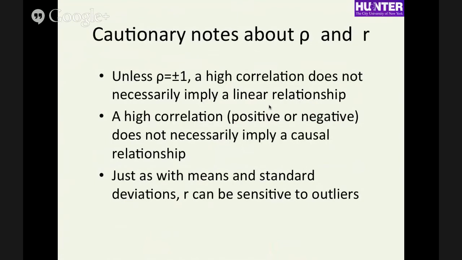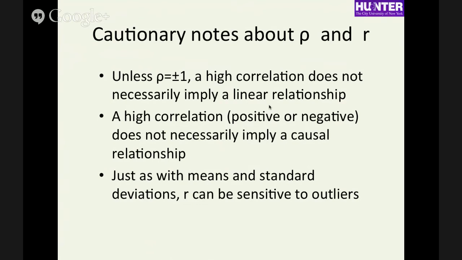Here are a few cautionary notes. Unless your correlation is exactly 1 or -1, a high correlation does not necessarily mean you have a linear relationship. You'll need to look at the scatter plot to see that. You can have a curve in the relationship of the data and still have a Pearson correlation of like 0.8 or 0.9. It means that there is a linear component, but it doesn't mean that that entirely describes your data.